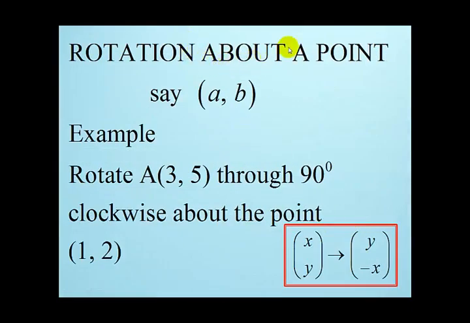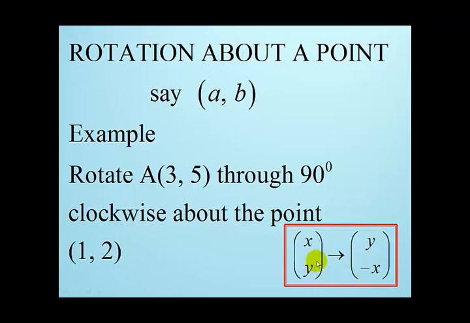Rotation about a point, say AB. It is not rotation about the origin, but rather about a point, say AB. Example: rotate A(3, 5) through 90 degrees clockwise about the point (1, 2). So we are rotating the point A(3, 5) about the point (1, 2). Now, for a clockwise rotation of 90 degrees, the rule is (x, y) maps to (y, -x).